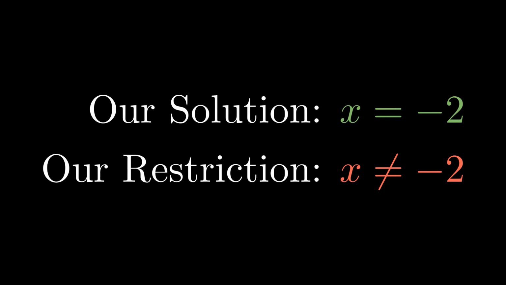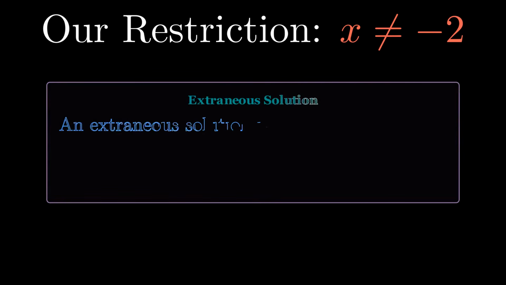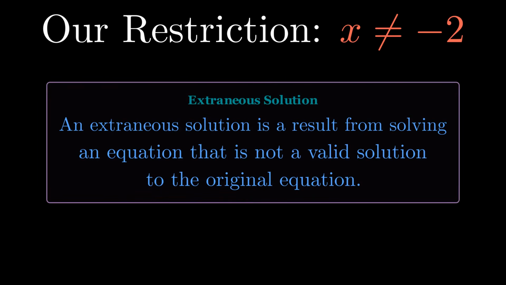Let's confront the issue head-on. Our algebraic process produced a single result, x equals -2. But this result directly violates the condition we established was necessary for the algebra to be valid in the first place. This is called an extraneous solution. It's a mathematically correct result of a simplified equation, but it's invalid in the context of the original unsimplified problem.